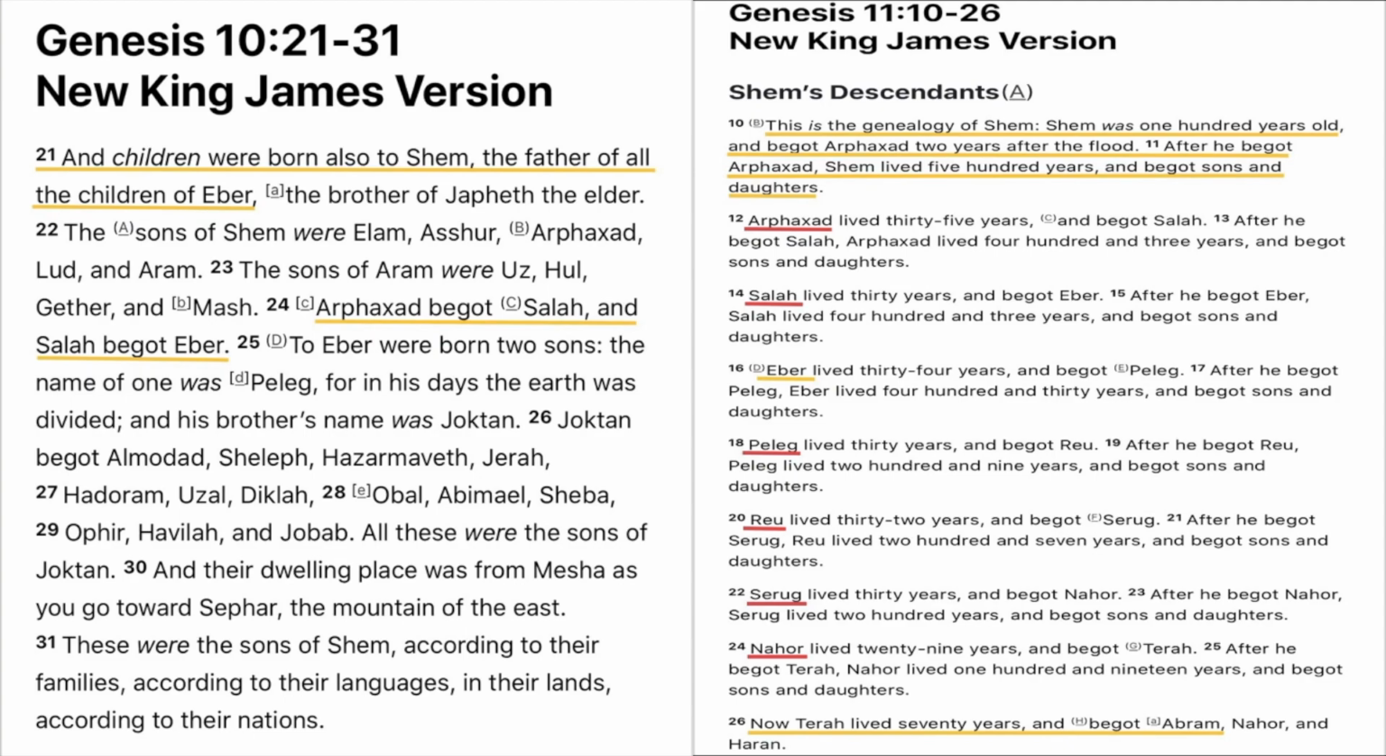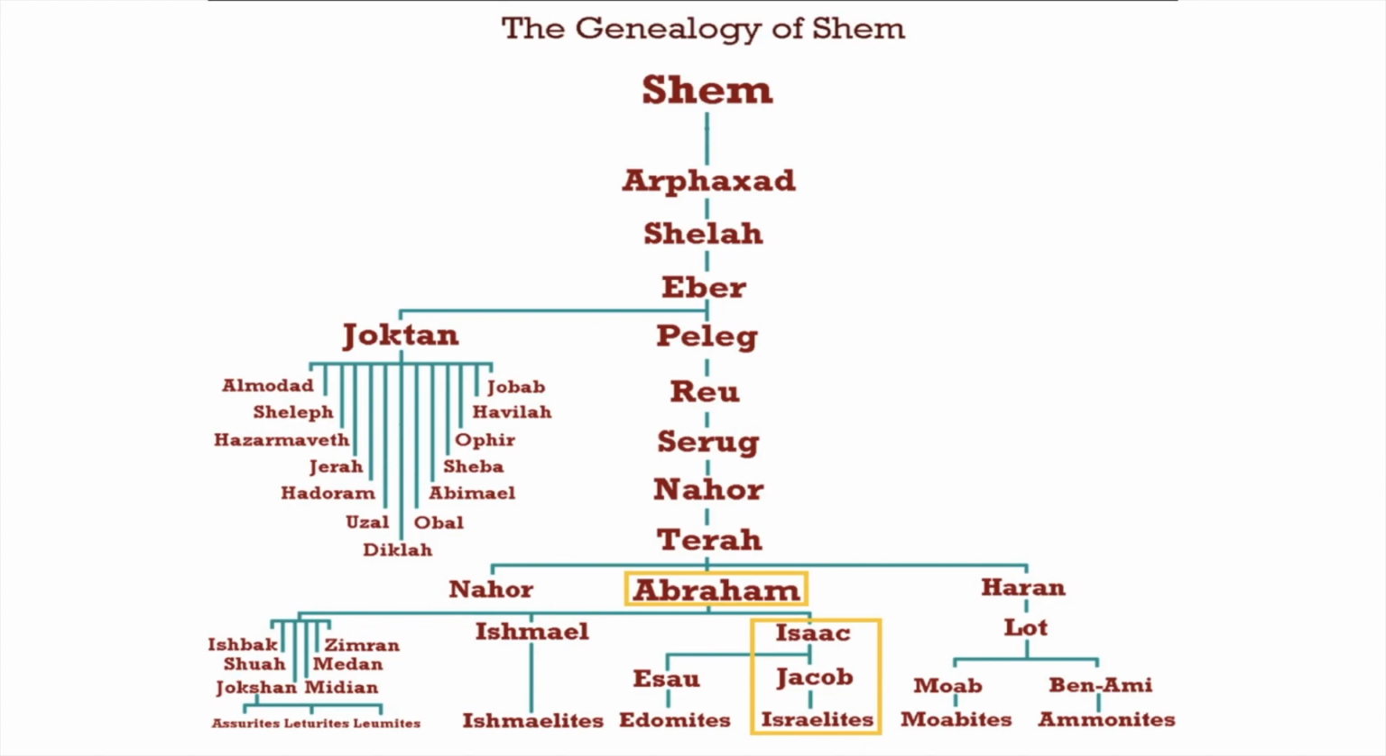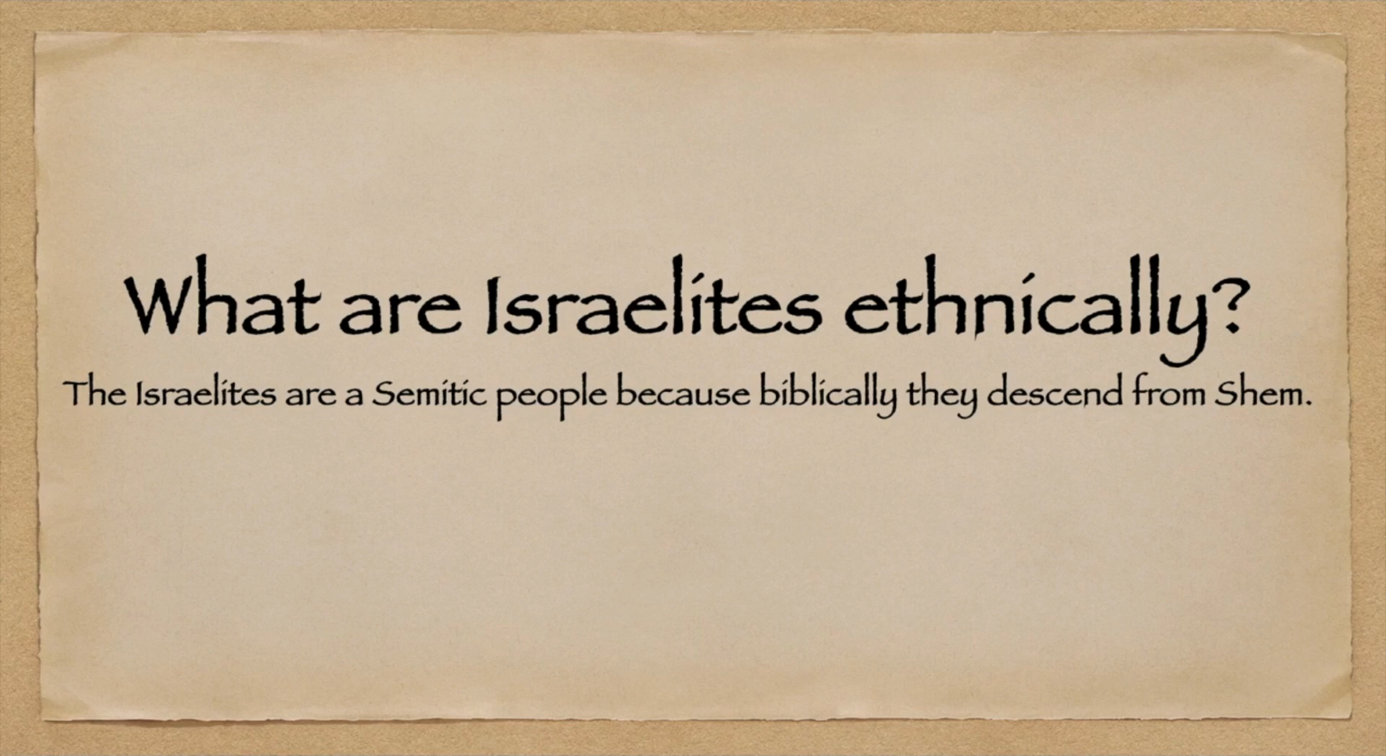From verse 10 to 26 it reads, Arphaxad, Shelah, Eber, Peleg, Reu, Serug, Nahor. Now Terah lived 70 years and begot Abraham. So from the lineage, going from Jacob to Isaac to Abraham, and from Abraham back to Shem, we see that this lineage is very specific and male-oriented. The Israelites basically are a Semitic people because they descend from Shem.